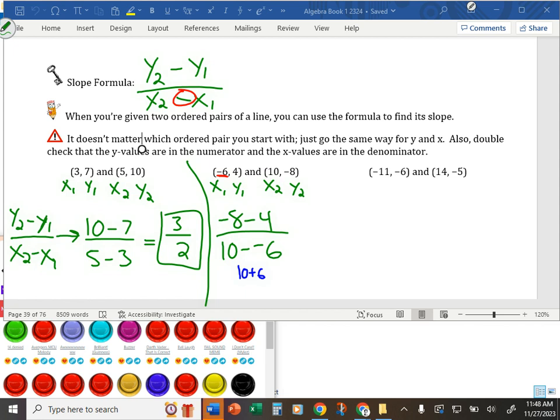Okay, so our change in y from negative 8 to negative 4 gives us negative 12. And then 10 minus negative 6 gives you 16. Watch out for that. If the numerator and the denominator are negative, would it be positive? It would be, correct. So we have to simplify this. Negative 12 divided by 16 equals negative 3/4. And that is your slope.